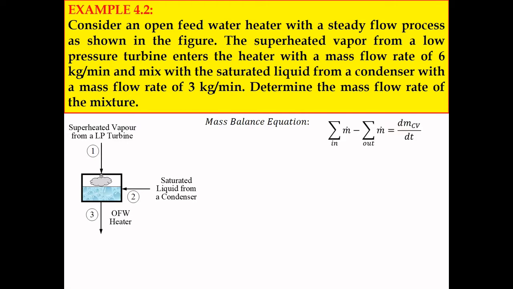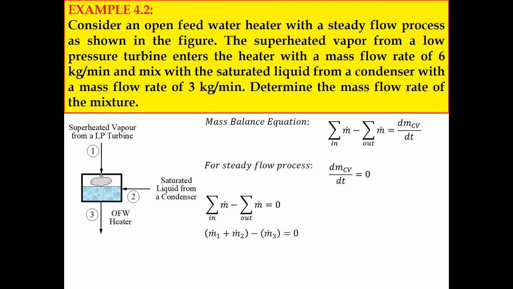We have the mass balance equation, where m dot in minus m dot out equals dm_CV over dt. Because the question involves a steady flow process, we can ignore dm_CV over dt, which is equal to 0. The remaining term will be total m dot in minus total m dot out equals 0. So substitute whatever mass flow rates are involved in the system.